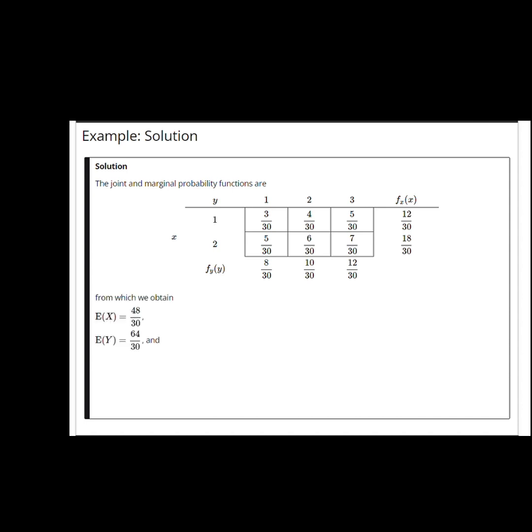From those marginal probability functions, we can determine the expected value of x, 48 over 30, and the expected value of y, which is 64 over 30. We obtain the expected value of x times y by running through the 6 possible values for that product, multiplying each by the corresponding probabilities given in the probability function table, and adding them up. And when we do that, we end up with 17 over 5, which, although it's close, is not exactly equal to 48 over 30 times 64 over 30. Therefore, in this case, the covariance is not 0. The expected value of x times y is not equal to E of x times E of y.